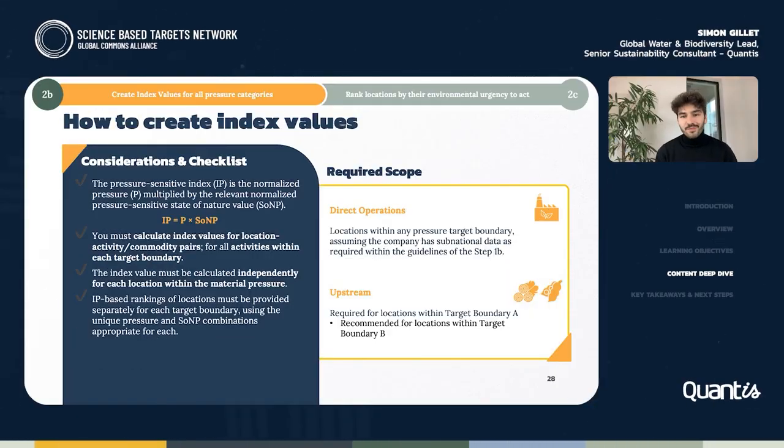So we are now in the midst of step 2b. To kick us off, we will have to calculate index values for each pressure. The index value, or the pressure sensitive index, IP, is the normalized pressure P multiplied by the relevant normalized pressure sensitive state of nature value, SONP. Both need to be harmonized at the same spatial scale.